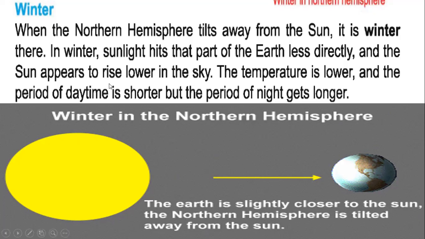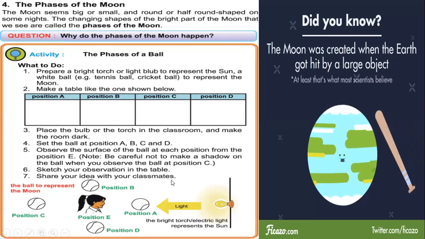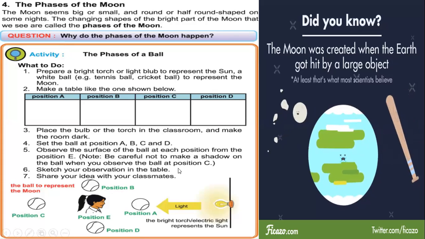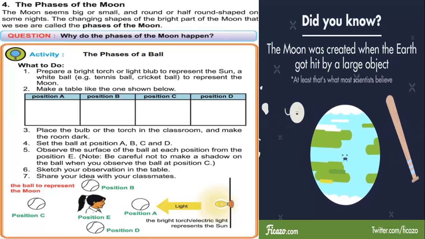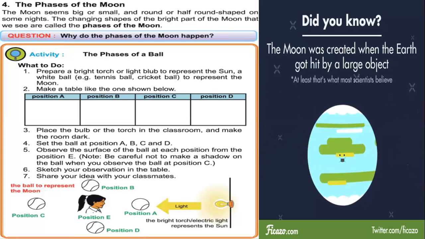Okay, so from the previous slide and this one, we just got the differences between summer and winter in the northern hemisphere. So now we will be discussing the phases of the moon. Okay, so we know that the moon is the only satellite of the earth. Did you know the moon was created when the earth got hit by a large object?